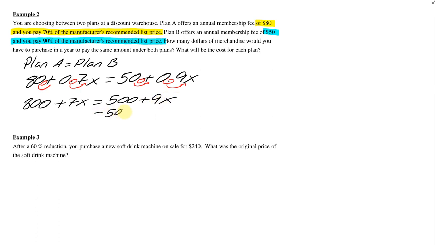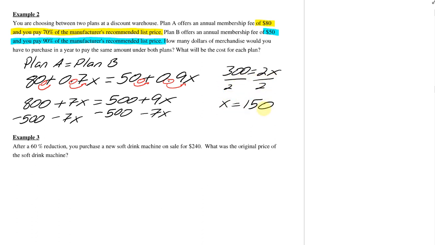So now this is what I'll solve. I'll go ahead and subtract off the 500 here, and then in the interest of space I'll also subtract off the 7x. So what I get here is 300 equals 2x. Divide each side by 2 and I get x equals 150. So it would have to be $150 worth of merchandise for these plans to be the same.